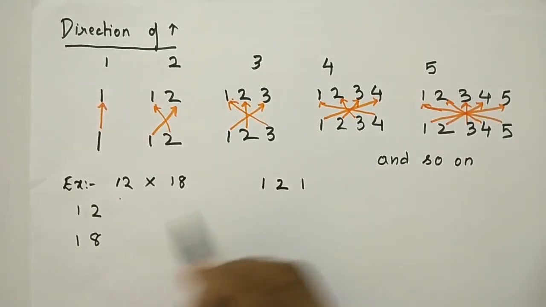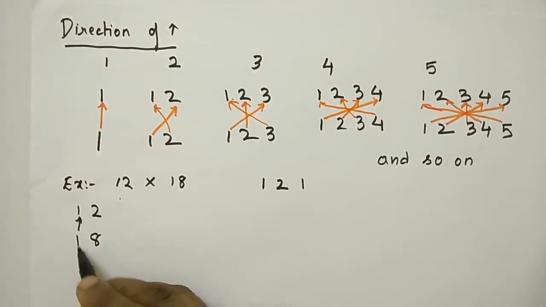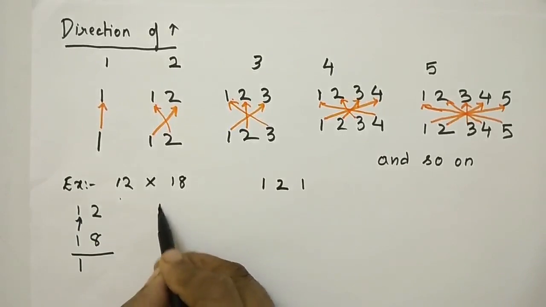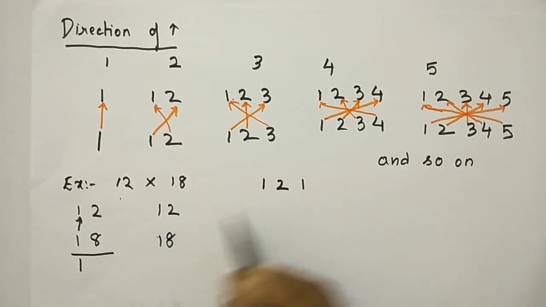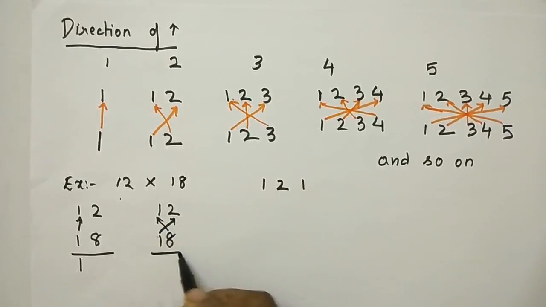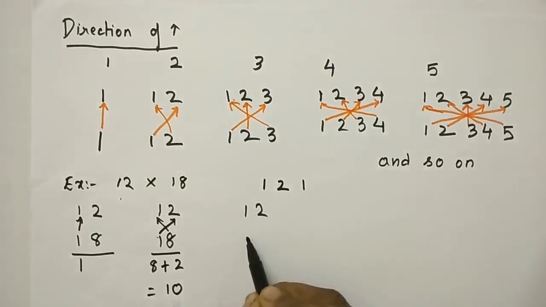Here 12 and 18. The first digit of the multiplier will go to the first digit of the multiplicand. The value will be 1 into 1, which is 1. Okay? Now, 12, 18. 2 is there, right? 2 means we have to multiply 8 into 1 and 1 into 2 as we studied before. So, 8 into 1 will be 8 plus 1 into 2 will be 2. This is equal to 10.